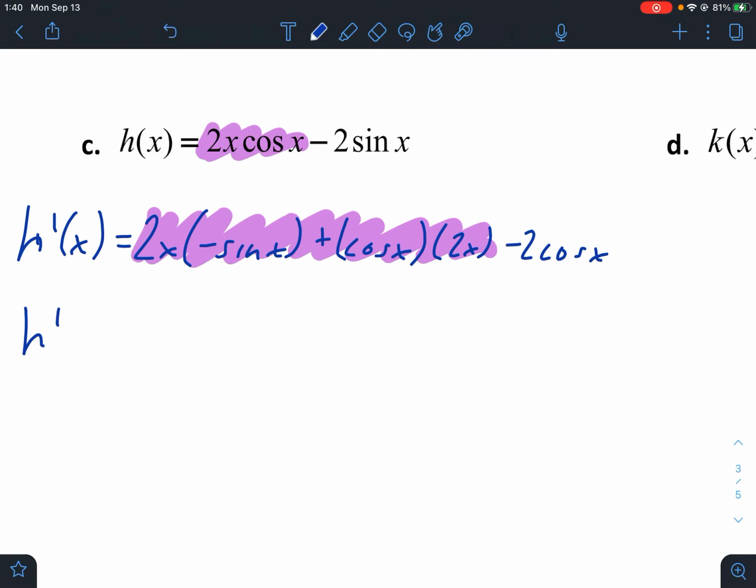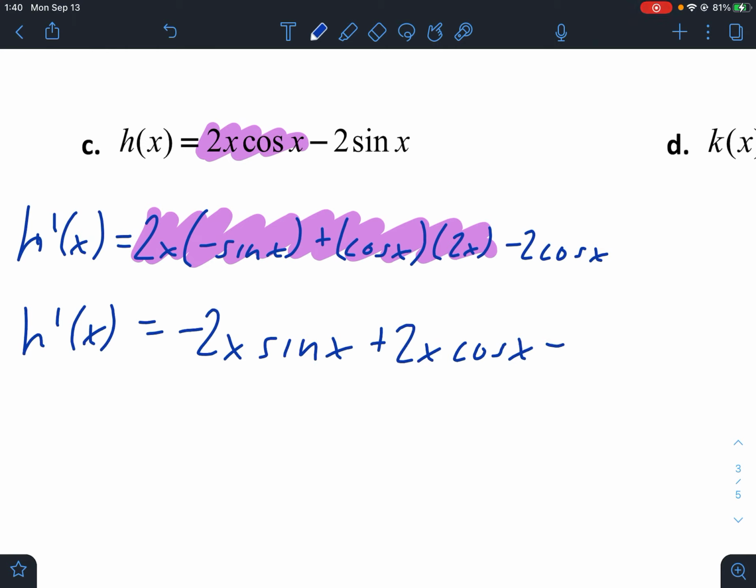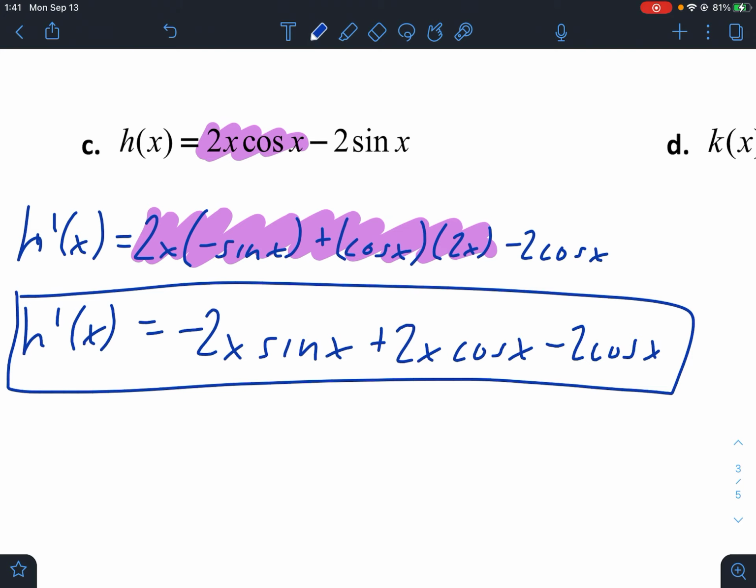All right, so now we can do some simplifying if we want to. Again, it's not necessary unless this is a multiple choice question. And we could factor out a negative 2 if we wanted to. But this is good enough. And in fact, the line above that would have been good enough.